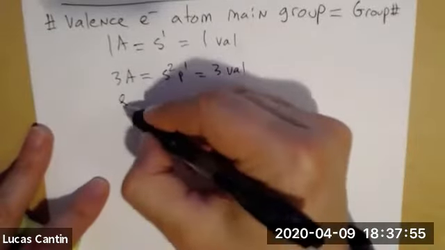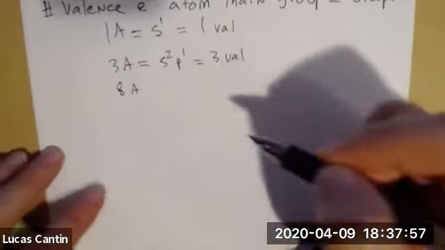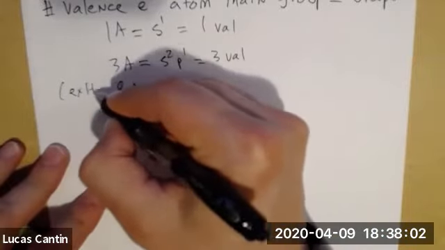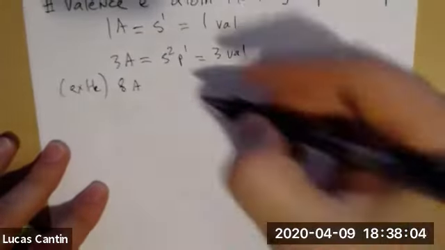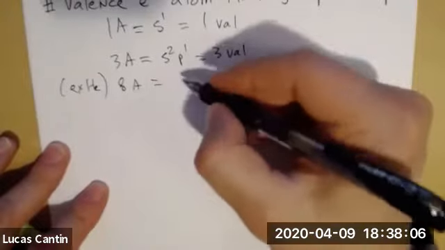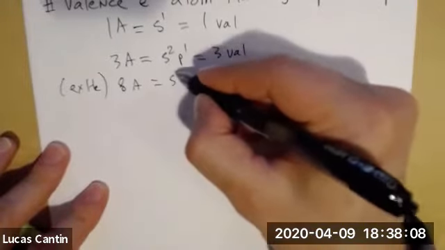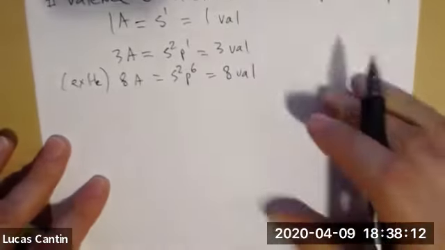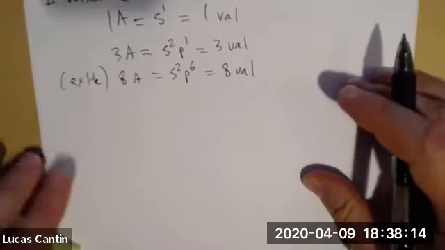If I'm in the 8A, I should say except helium, helium is s2. But besides helium, they're all s2p6 with 8 valence electrons, right? These are the noble gases, yeah?